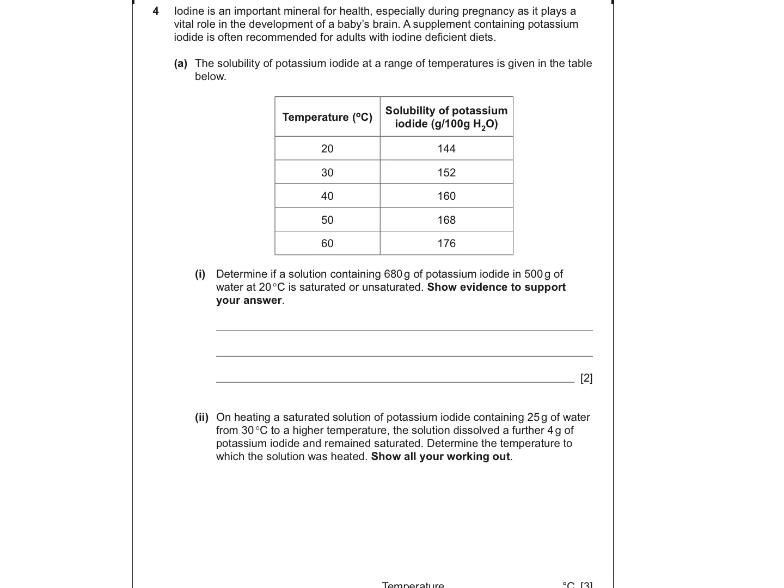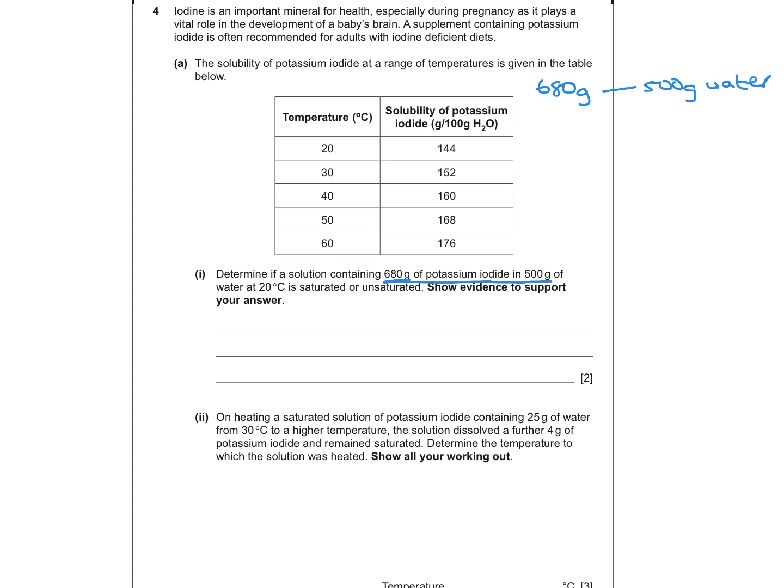Question 4 then is about solubility. So we have to determine if the solution containing 680 grams of the potassium iodide and 500 grams at 20 degrees C is saturated or unsaturated. So 680 grams in 500 grams of water.